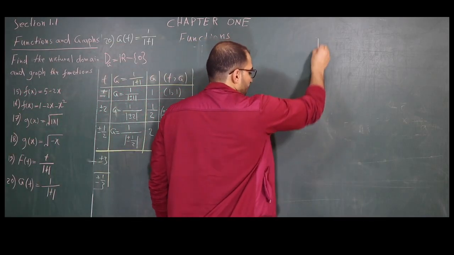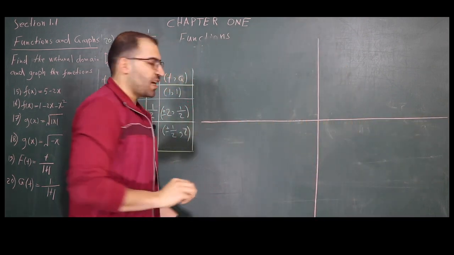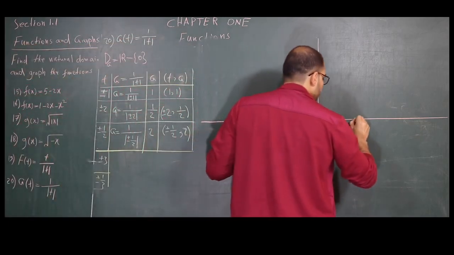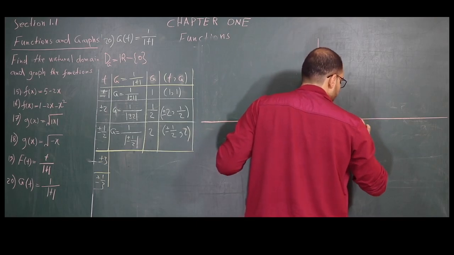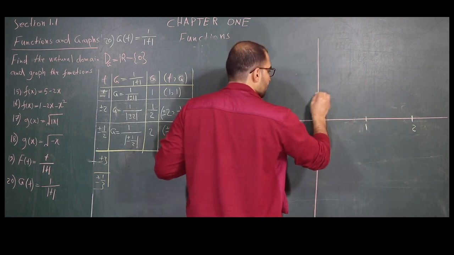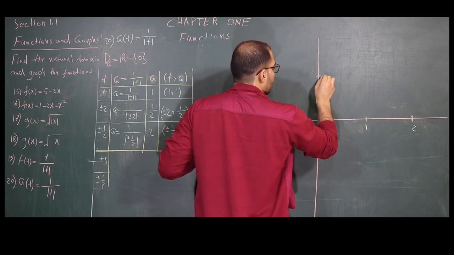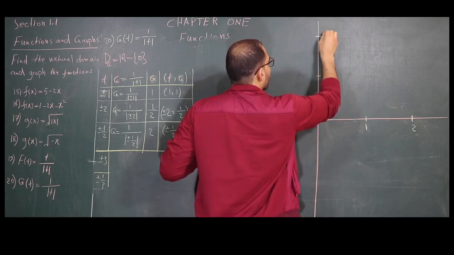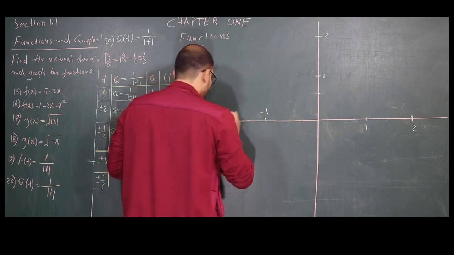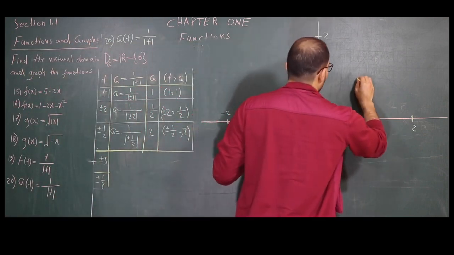So I'm going to make a big axis so that I can make it clear. I'm going to put that 1. And now this is 1, and this is 2, and this is 1, this is 1, and this is 2, minus 1, minus 2. The first point is just 1 and 1, which is here.